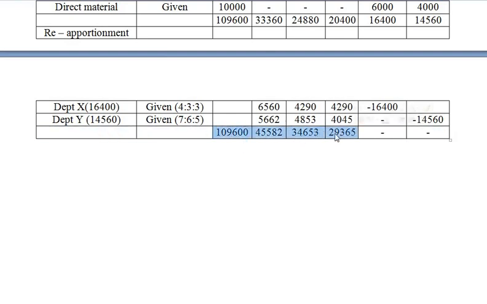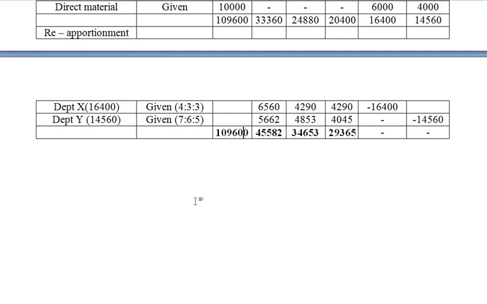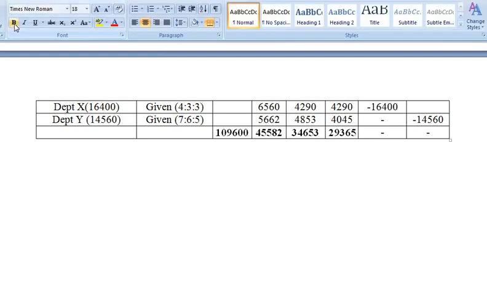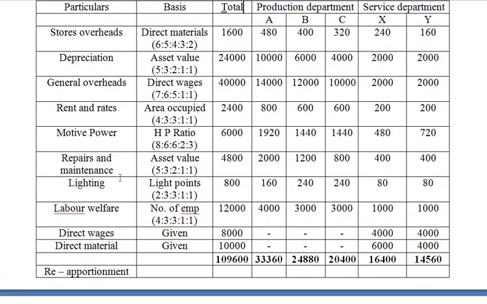Whatever direct expense is there has to be allotted first to the service departments, and then whatever total the service departments have should be distributed to all the departments, in the sense the production departments, in the given ratio. So this is how we solve a problem under secondary distribution.